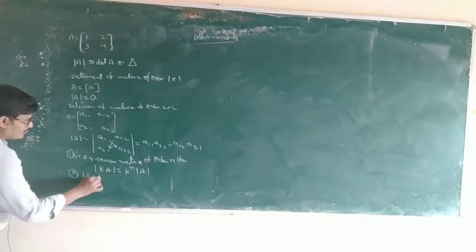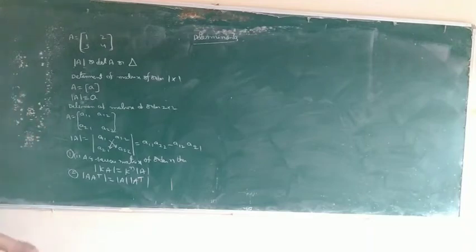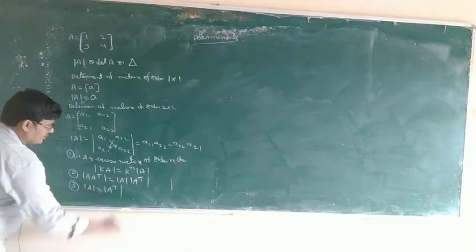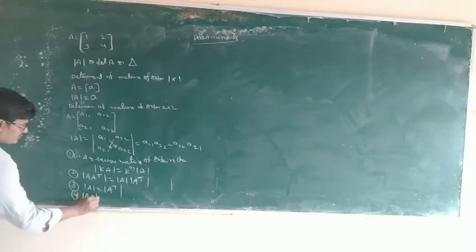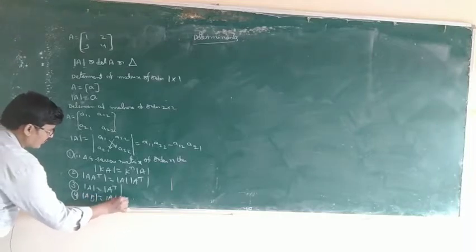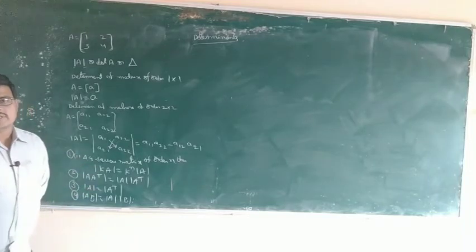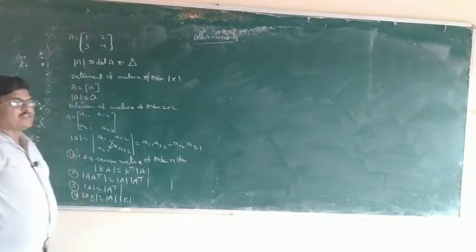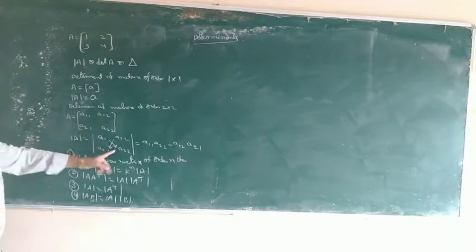Another one: the determinant of A times A transpose is equal to the determinant of A times the determinant of A transpose. Next, the determinant of A is equal to the determinant of A transpose. Fourth, the determinant of A times B is equal to the determinant of A times the determinant of B, with one or two examples. This was yesterday's explanation. In the first exercise, the first and second problems are to find the determinant of a 2 by 2 matrix.